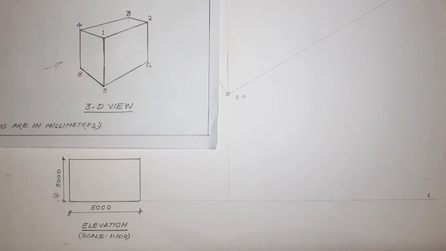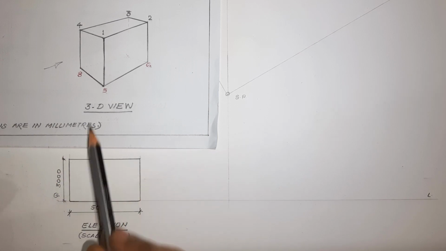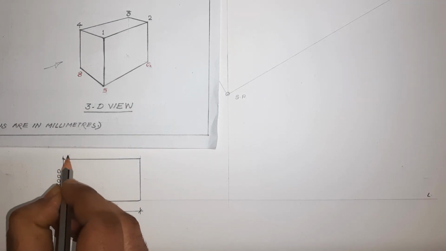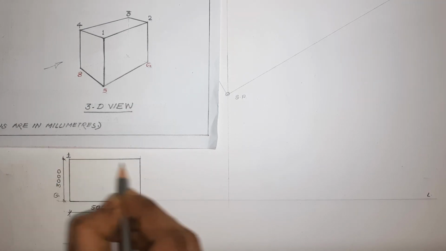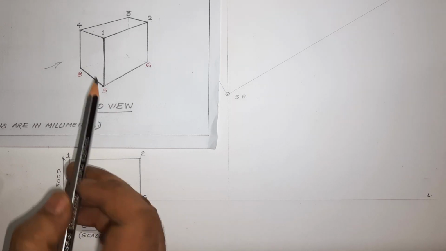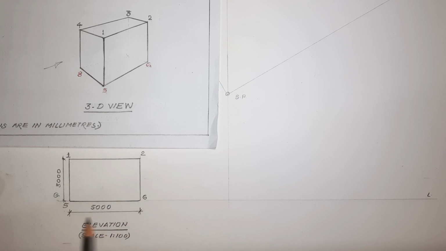Thus we have drawn this elevation. This is the front face of this box, meaning the face we are observing. Here the numbering will be done as 1, 2, 6 and 5. So this is the front face, and points 4, 3, 7, 8 will be respectively behind these points.